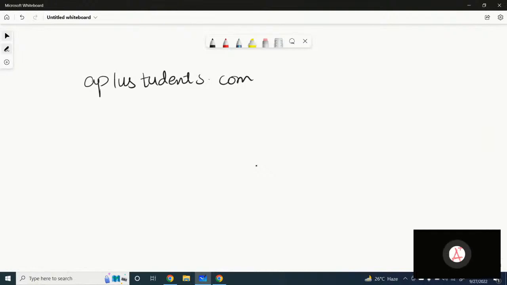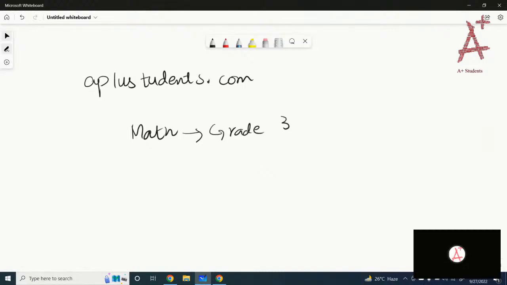You have to go to aplusstudents.com. There you have to log in using your email address and password. Then you have to select math as a subject. Then you have to go to grade 3, and then start with the first chapter, that is numbers and comparing.